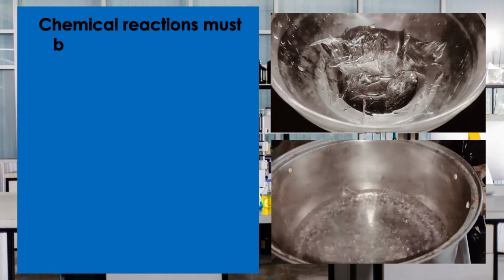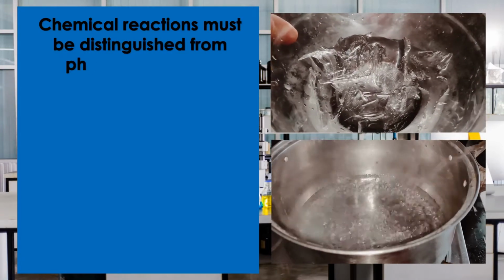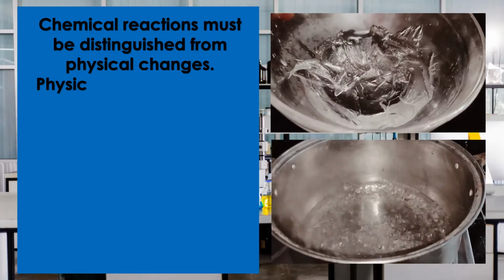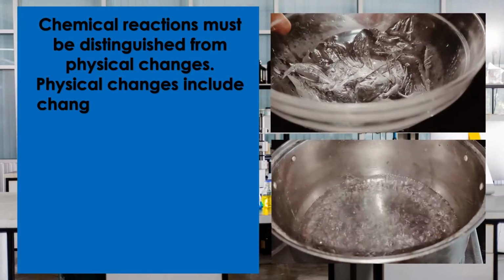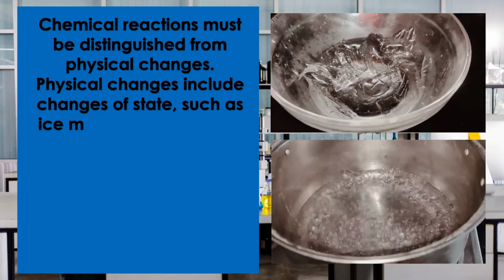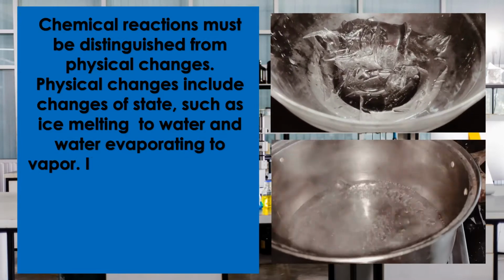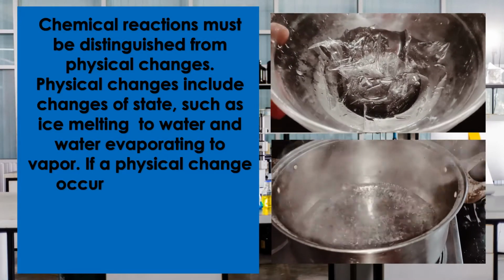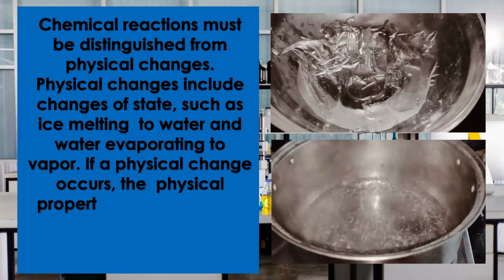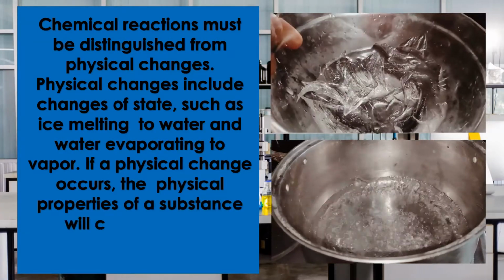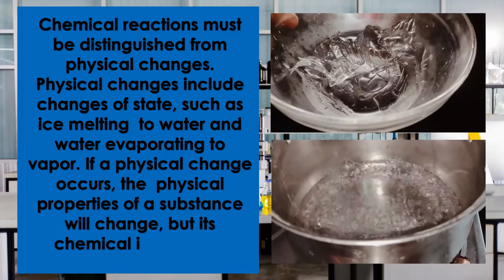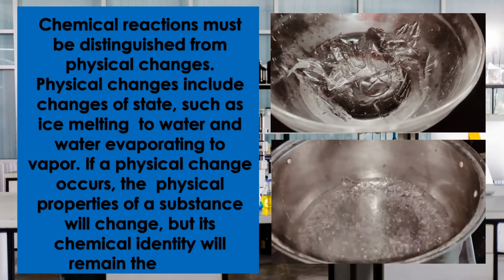Chemical reactions must be distinguished from physical changes. Physical changes include changes of state such as ice melting to water and water evaporating to vapor. If a physical change occurs, the physical properties of a substance will change, but its chemical identity will remain the same.